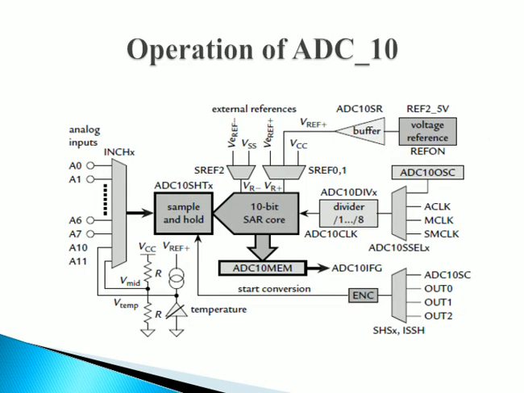Then we have the operation of ADC10. This ADC10 module supports fast 10-bit analog to digital conversions with the successive approximation method, and it is controlled by ADC10CTL0 and ADC10CTL1. Most of the features will help you enable conversions: keep the ENC bit low to make sure that your ADC is inactive.